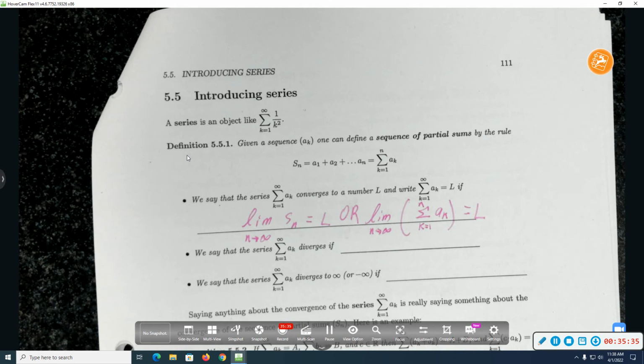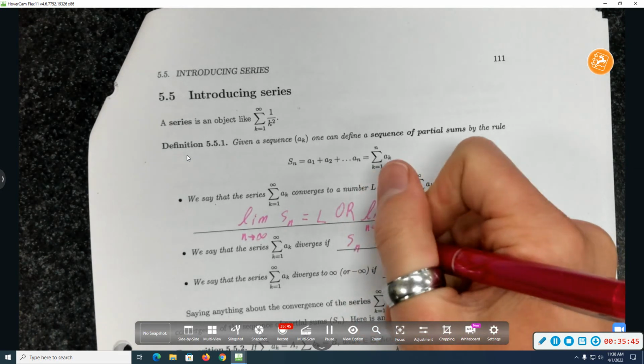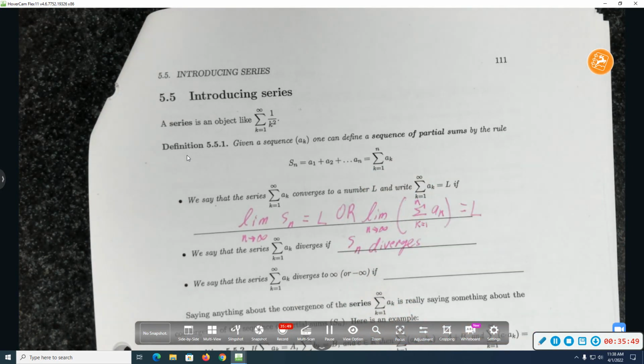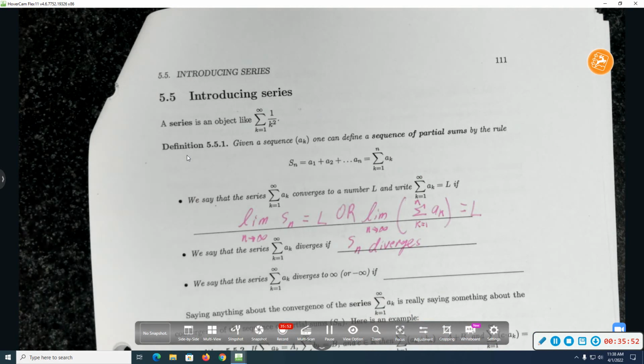What do you think it should mean for a series to fail to converge? Does that mean that it does not settle on any number at all? Yeah. So I guess S sub n just diverges. That seems like a reasonable definition, I hope. A series diverges if the corresponding sequence of partial sums diverges.